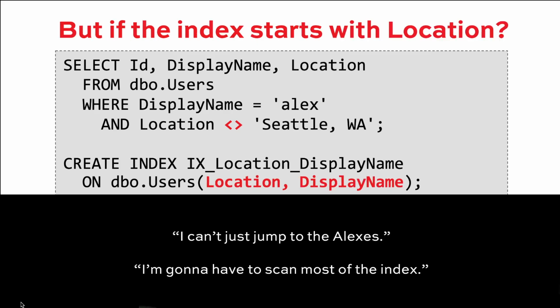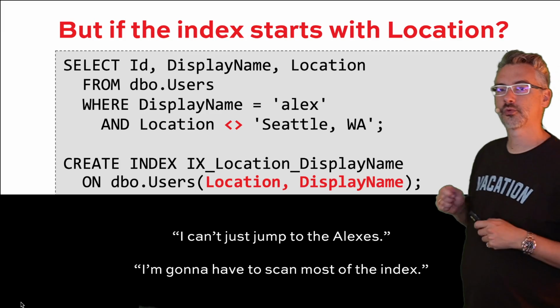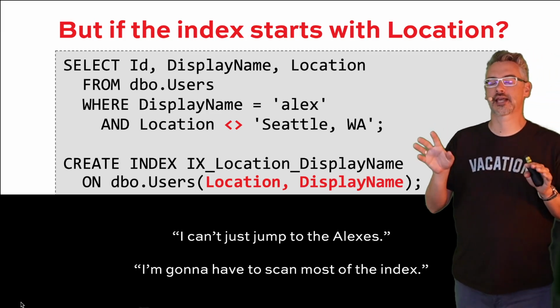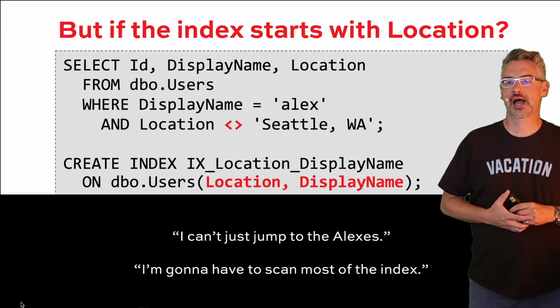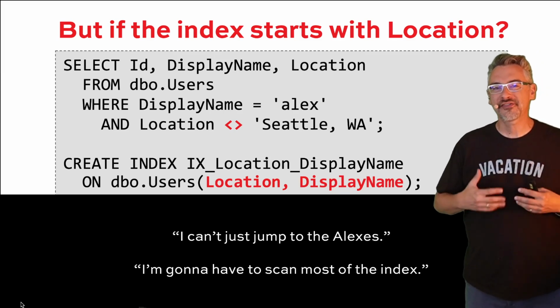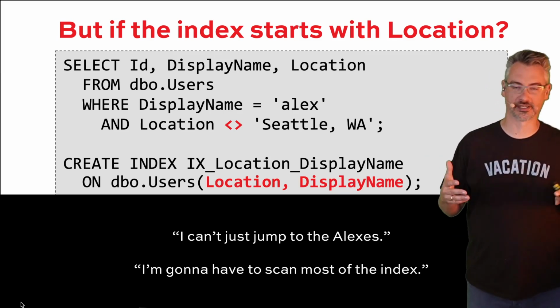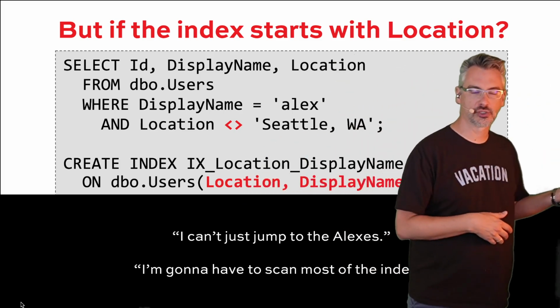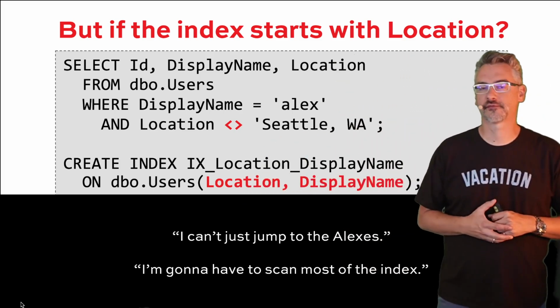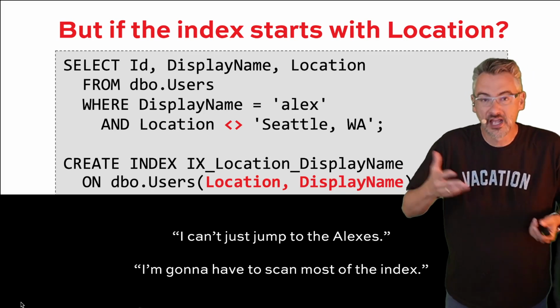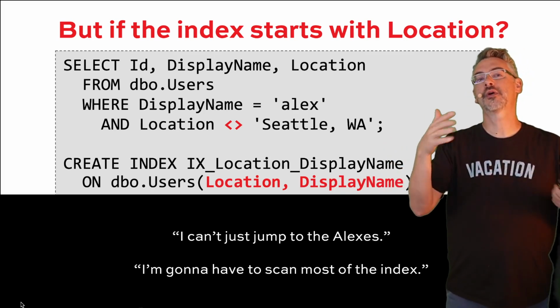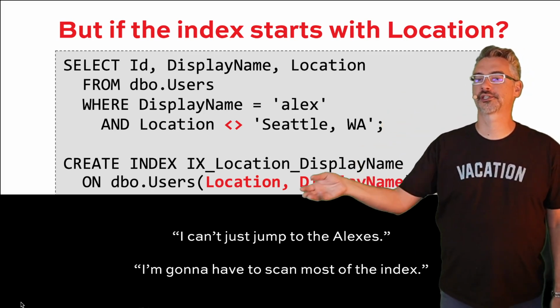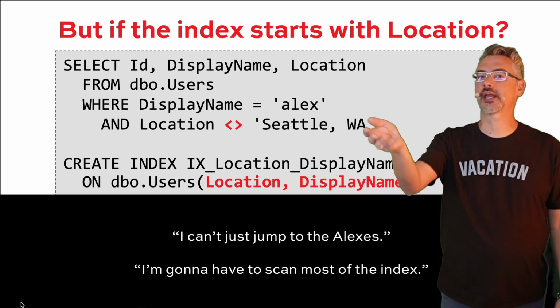But the situation is dramatically different when we talk about an index that begins with location. If I use the index that begins with location, I can't seek to Alex. I have no idea where he or she lives. It could be in Moscow, Russia. It could be in Atlanta, Georgia. If I'm trying to find all of the Alexes who don't live in Seattle, realistically, you and I would say that we're scanning all of the locations.